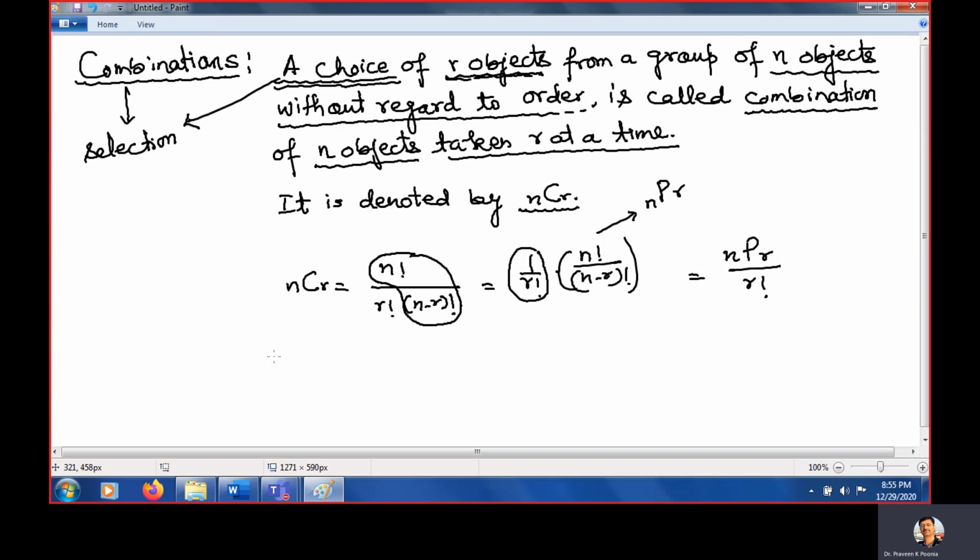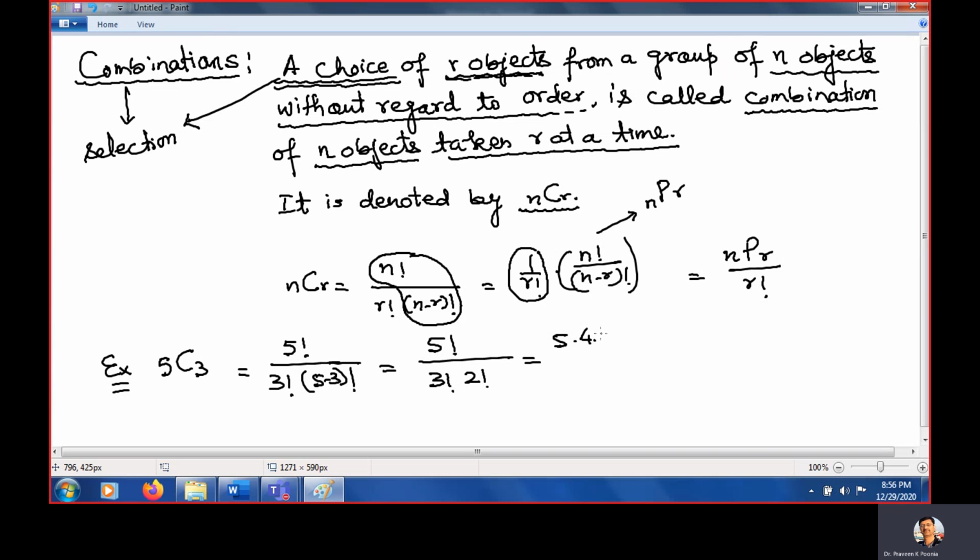I will tell you one example. If we want to evaluate 5C3, what will be the answer? It will be factorial 5 upon factorial 3 and factorial 5 minus 3. How much is it? Factorial 5 upon factorial 3 and 5 minus 3, which is factorial 2. What is the value of factorial 5? 5, 4, 3, 2, 1.